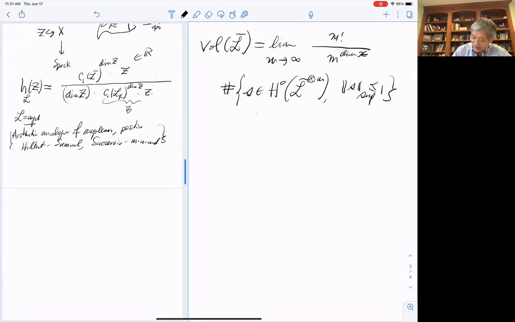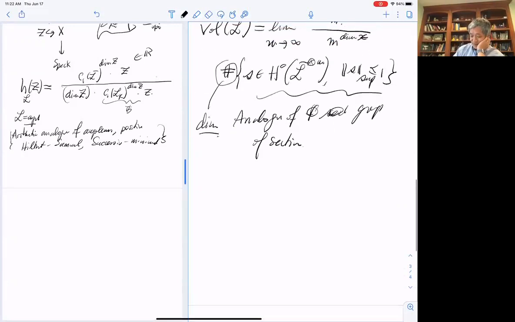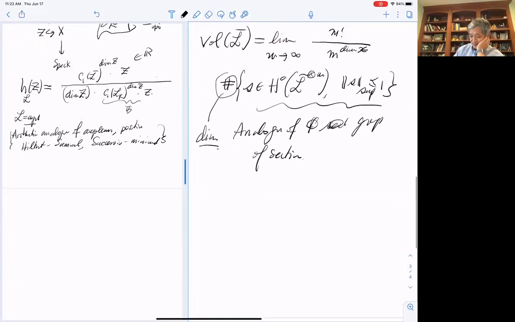So this is really an analog of the first cohomology, the group of sections, but in the arithmetic sense. So there's a number here that is an analog of dimension. So that's the typical thing. But this thing is quite important.